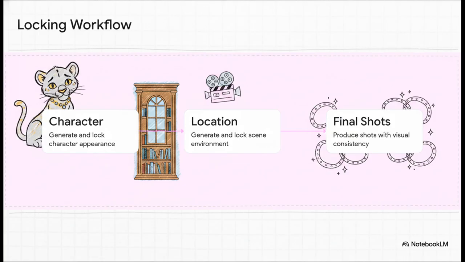First, you lock the character, in this case an incredibly realistic AI-generated panther cub. Next, you lock the location, like an empty Parisian library. Only after those two visual anchors are fully locked in do you generate the final shots. This workflow ensures absolute visual consistency across your entire cinematic sequence.